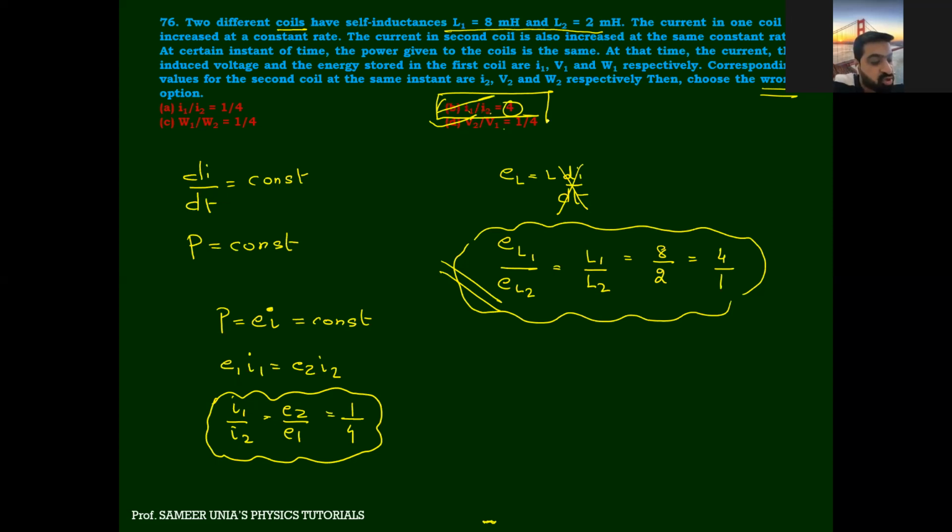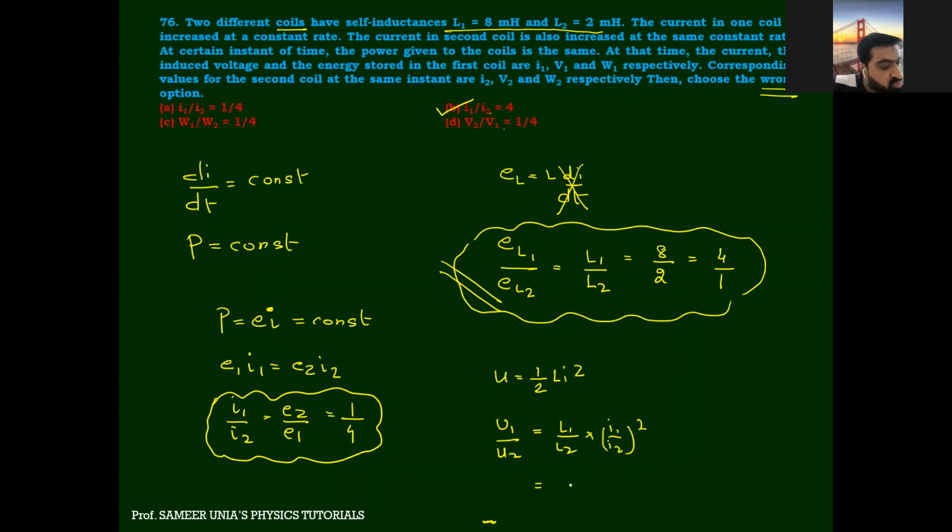Yes or no? We have asked you the wrong statement. So if you see, this is the wrong statement. And if they ask you about power, they ask you about energy. What is the formula for energy? Half L i square. So energy 1 upon energy 2 will become L1 upon L2 into I1 upon I2 the whole square.